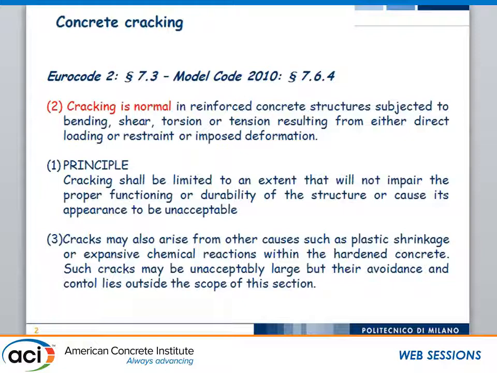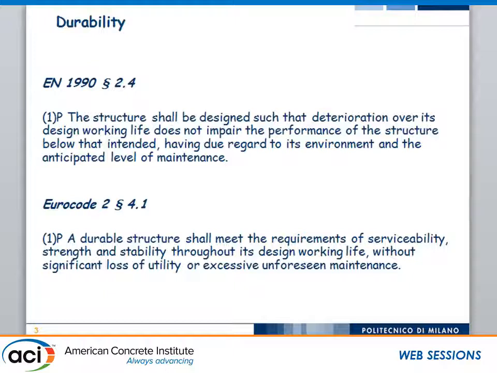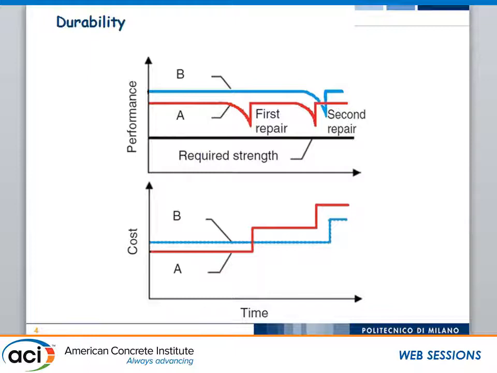Well, as a matter of fact, we do know, I just quoted some sentences from the Eurocodes, but I do assume that in ACI 318 we have quite similar ones. We do know that we have to guarantee in our design that the structure keeps its physical performance over a certain time, which is its service life, so we have to guarantee adequate durability. And as design engineers, we may have many choices. For example, we may select two different materials which differ in performance level.